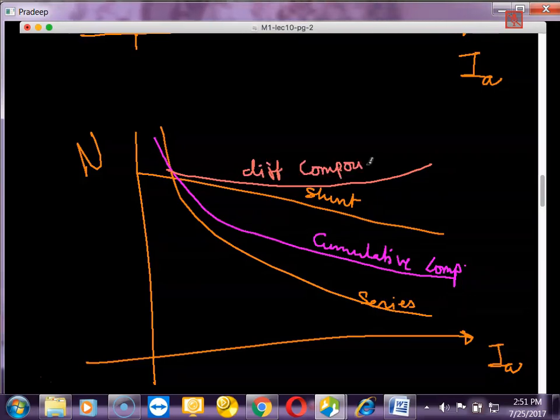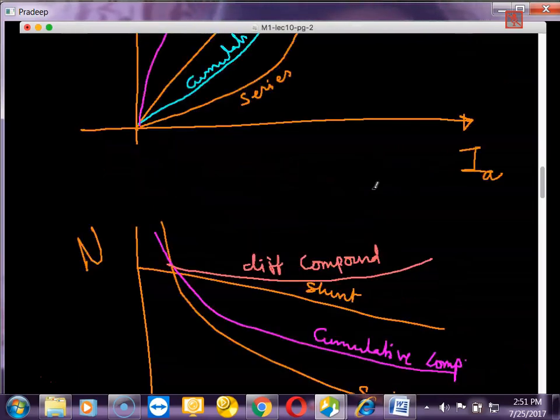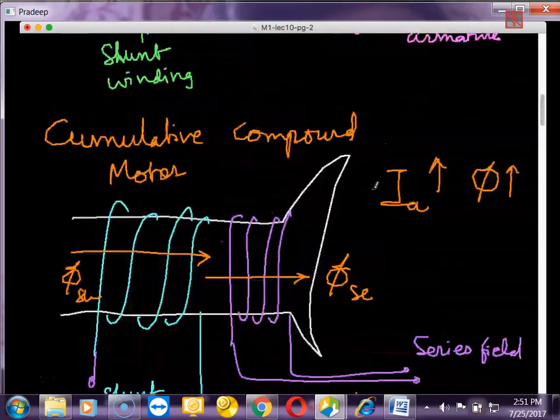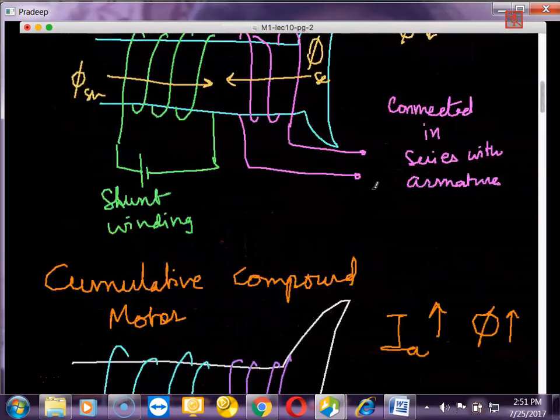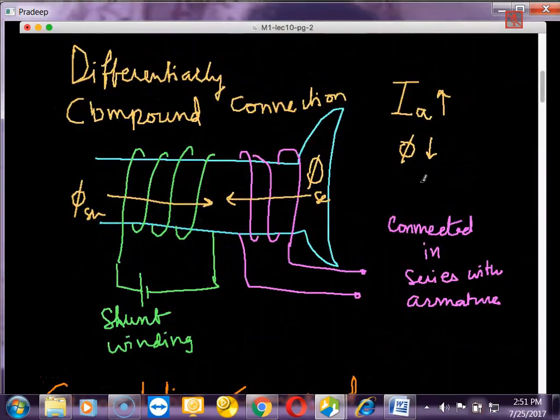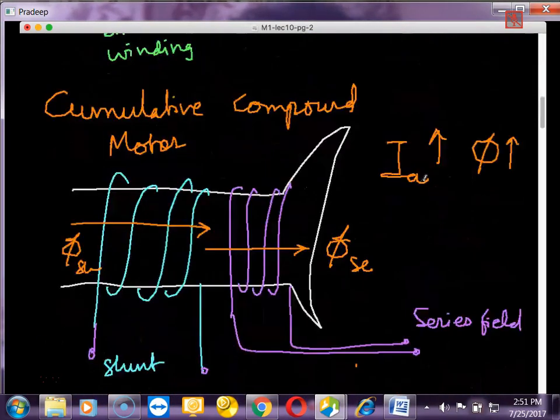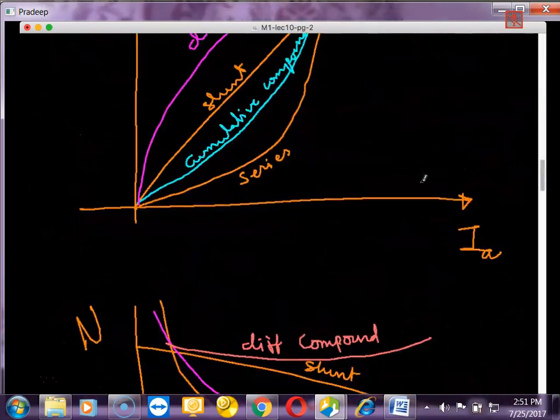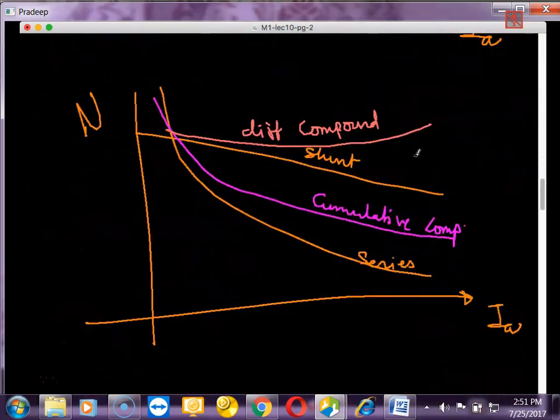Now you may ask the question, how come the speed is increasing when the load is increasing? That is a characteristic of the differentially compound motor, because when you look at the differential connection, when the load is increasing, IA increases, flux decreases, and the moment flux is weakened, speed is picked up. So speed increases. That is why this is the characteristic.